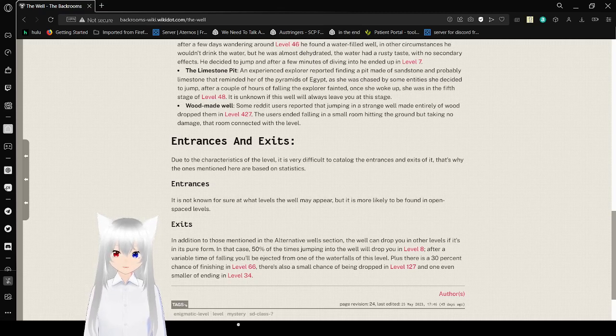Wood-made well. Some Reddit users reported that jumping in a strange well made entirely of wood dropped them in level 427. The users ended up falling in a small room, hitting the ground but taking no damage. The room connected with the level.